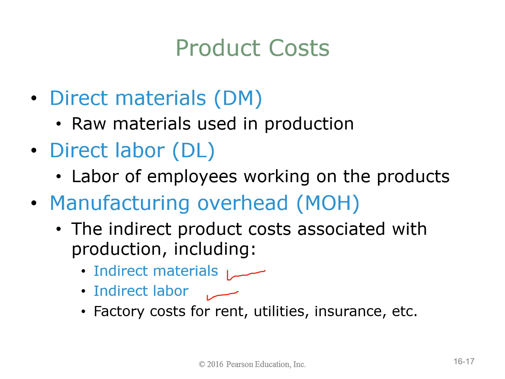The other cost that cannot be classified as indirect material nor indirect labor, we call it factory cost or other overhead. And this includes rent, for example, of the factory, utilities, electricity, water, gas, insurance for the factory. All of those are indirect costs that we can add up and call manufacturing overhead. Indirect material plus the indirect labor plus the factory costs are to be called manufacturing overhead.